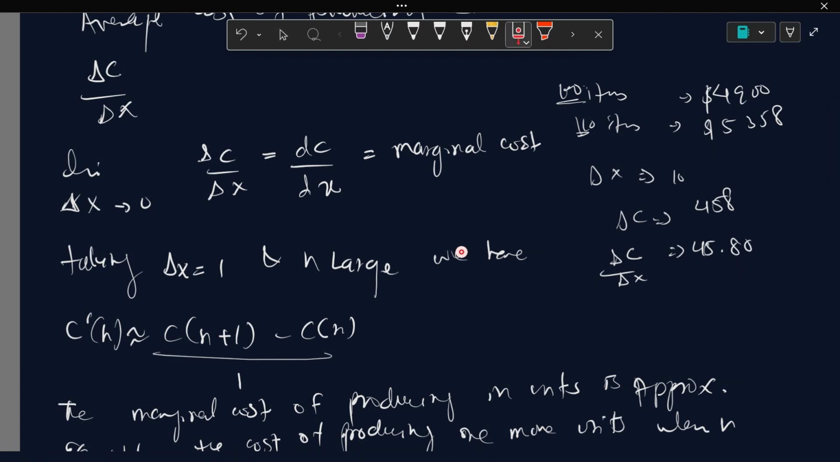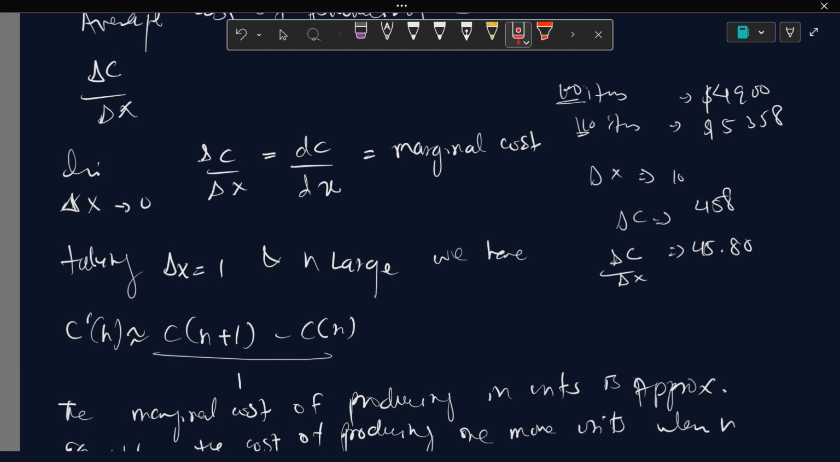For this one, we have to take the derivative of the expression. Marginal cost is the derivative of the cost function. You can write it as dC/dx or delta C over delta x, which are basically the same thing, as the limit as delta x approaches 0.